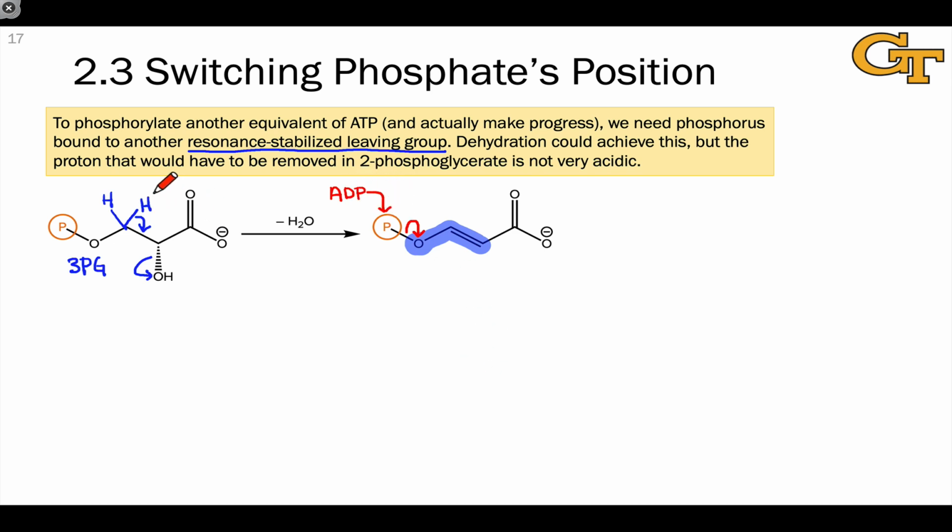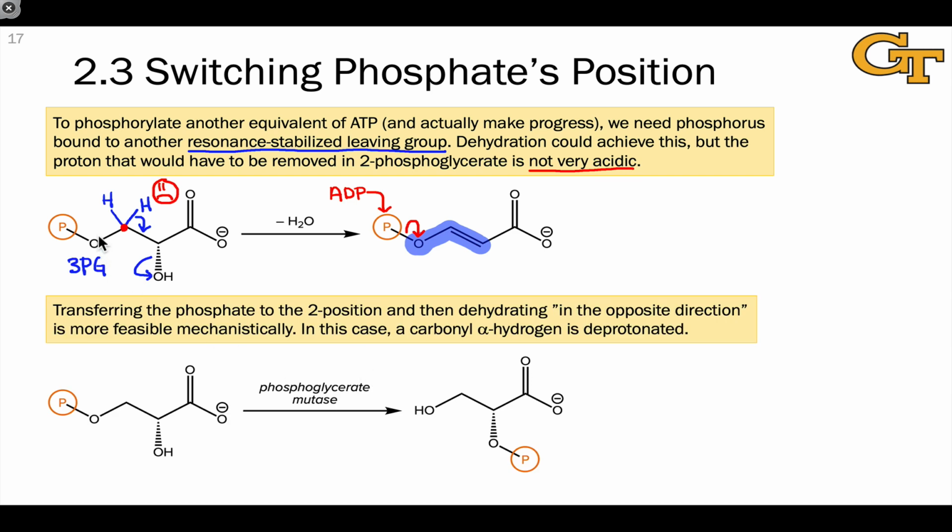The problem with this really lies in this hydrogen, which needs to be deprotonated by a base. It's connected to a carbon that is not at all acidic. So this presents a problem. It makes this pathway mechanistically infeasible because this hydrogen that needs to be deprotonated is not very acidic. There is a way, however, to get around this.